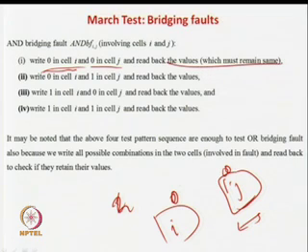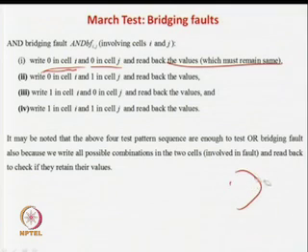Similarly, you write a 0 over here, write a 1 over here, and read back both of them, it should be 0 and 1. Then you write a 1 over here, write a 0 over here, and read back both the values, it should be 1 0. Similarly, write a 1 here, write a 1 here, read back, and both should be the same, there should not be any kind of change. So that is what we are expecting. These are all the tests for AND bridging faults, and similarly they are all the tests for OR bridging faults also, because OR bridging fault and AND bridging fault, whatever you take.